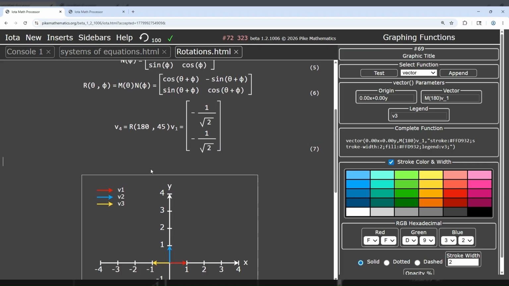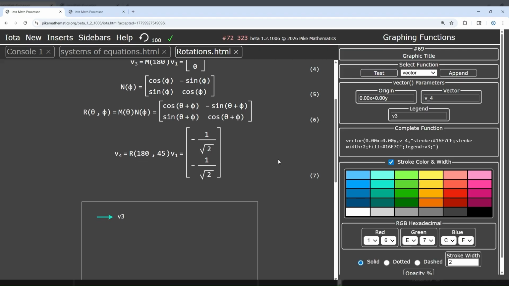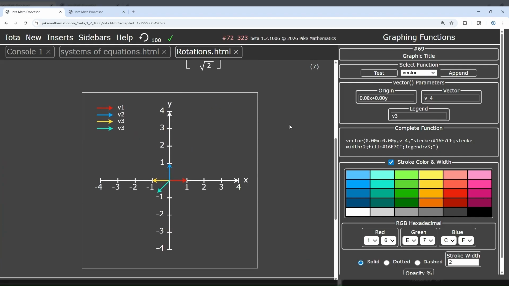We can go ahead and graph v4. Put it in here. We'll make it blue. Okay, there it is. That's theta rotated 180 degrees and phi rotated another 45 degrees.